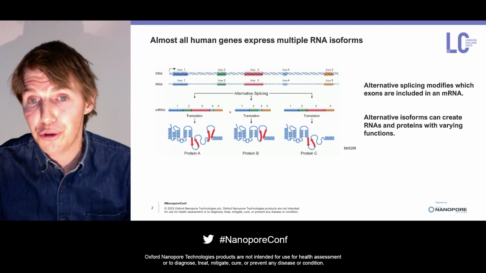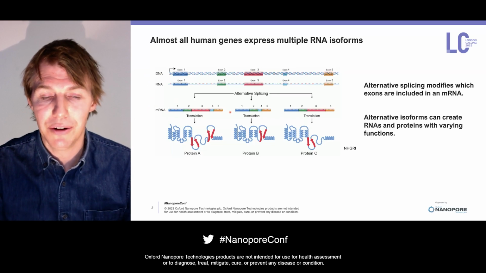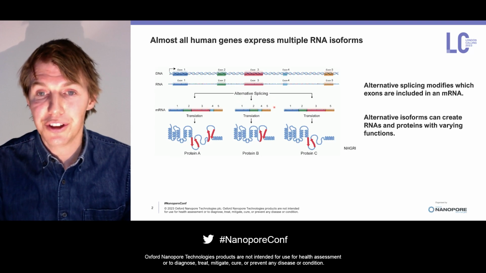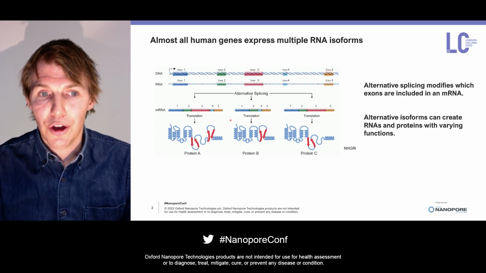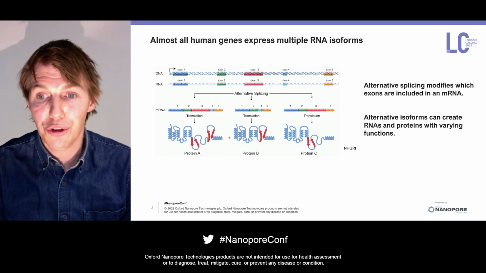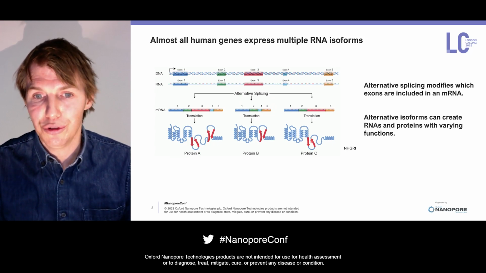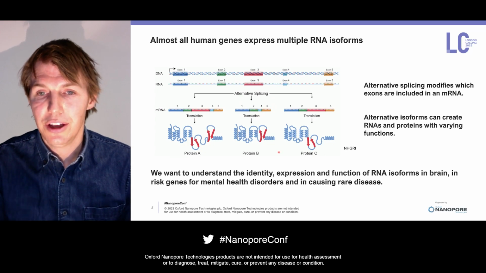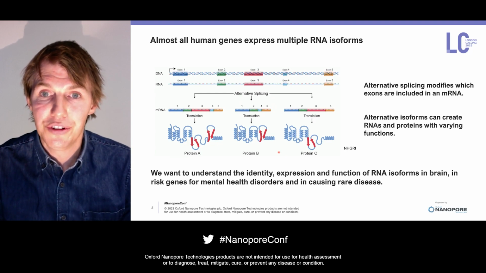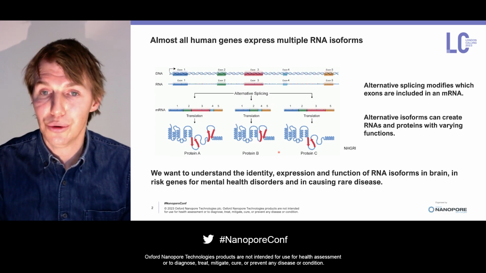Now, there is also a process called alternative splicing, which modifies which exons are included in the mRNA. An example of this is shown here, where exon 3 has been skipped and removed. Why this can be important is that alternative isoforms can create RNAs and also proteins with varying sequence and therefore varying function. There are 2 examples shown here, and we are very interested in trying to understand the identity, expression and function of different RNA isoforms in the brain, in risk genes for neuropsychiatric disorders, and also in how they can cause rare disease.